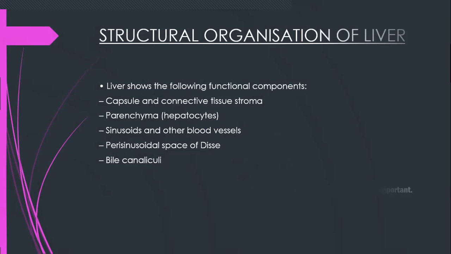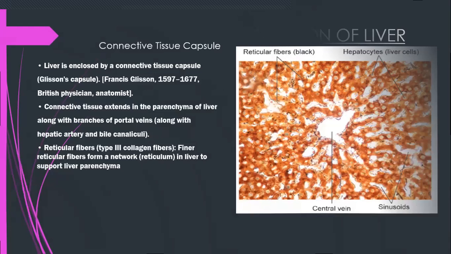So, structural organization of the liver. It has the following functional components. It has a capsule and the connective tissue stroma, then the parenchyma, which are the liver cells. Then we have sinusoids and other blood vessels. We have the perisinusoidal space of Disse. We have the bile canaliculi. So let's start with the capsule.